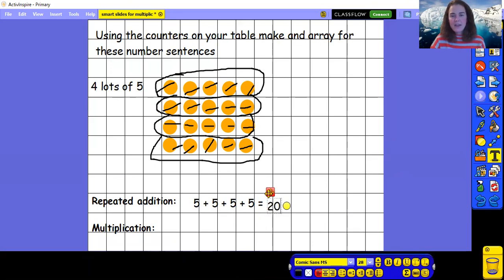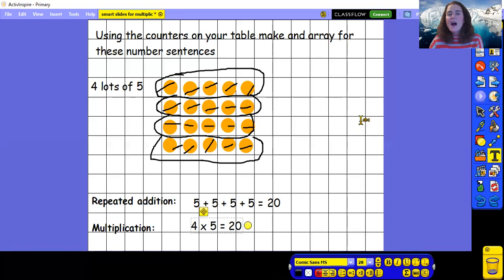If I was going to write that as a multiplication number sentence, I've got 4 lots of 5. Remember, lots of is the same as our multiplication, so our times symbol. So I would write 4 times 5 equals 20. There we go. So that shows 4 lots of 5.